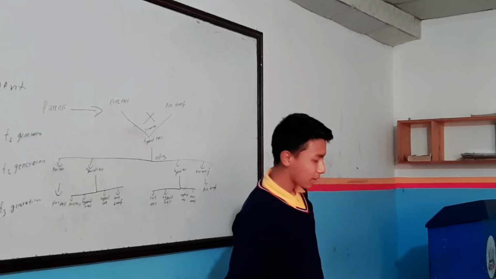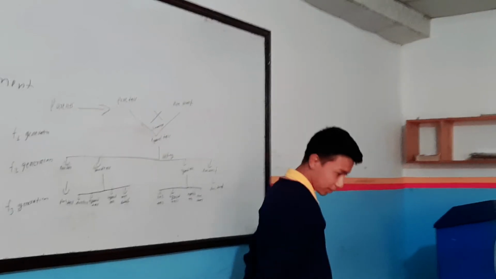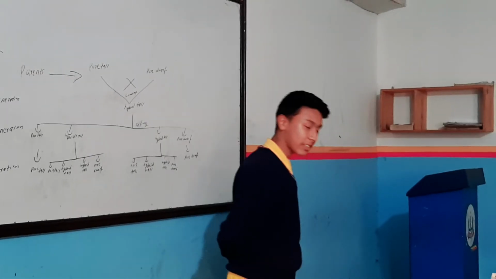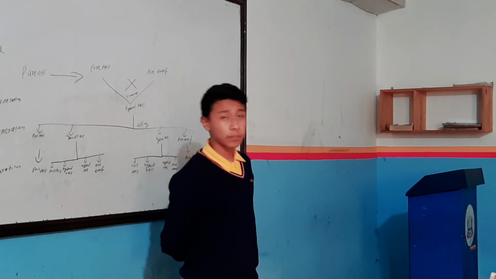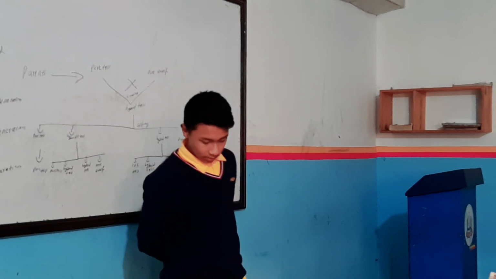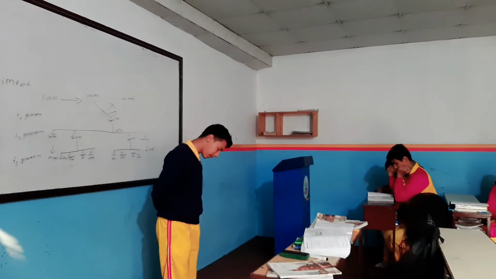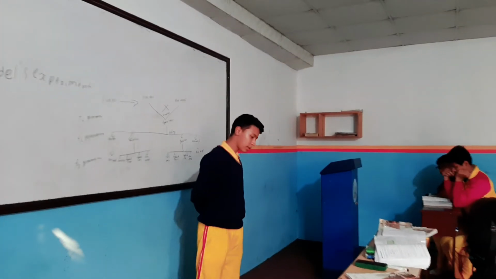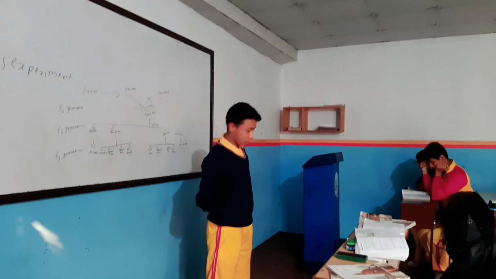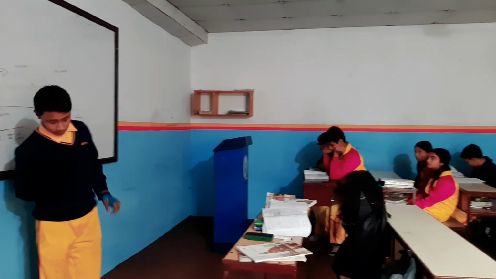When Mendel studied the F3 generation, you notice the following points. Pure tall pea plants give only tall plants, and hybrid pea plants give both short and tall plants in the ratio of 3:1. Pure dwarf pea plants give only dwarf plants. Thank you.